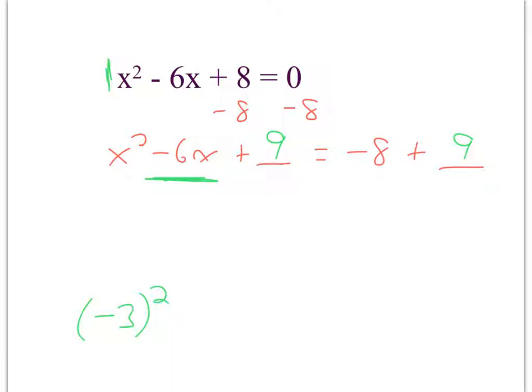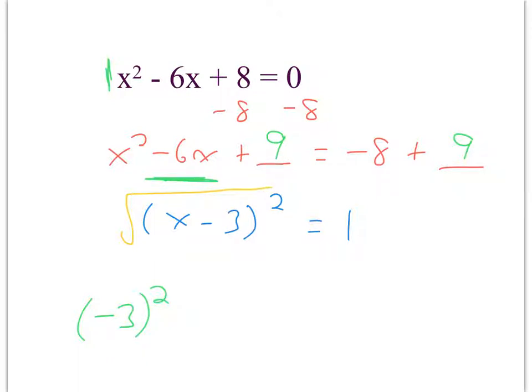So now what I have here, as you can see, is x squared minus 6x plus 9 is equal to negative 8 plus 9. Well, this I'm hoping you recognize as (x minus 3) squared. And that's equal to negative 8 plus 9, which is 1. I'm going to take the square root of both sides, and we'll do that in yellow. See if that comes out nice.